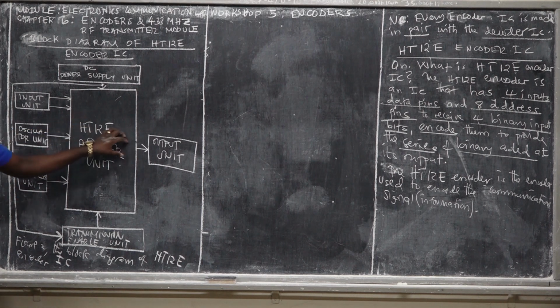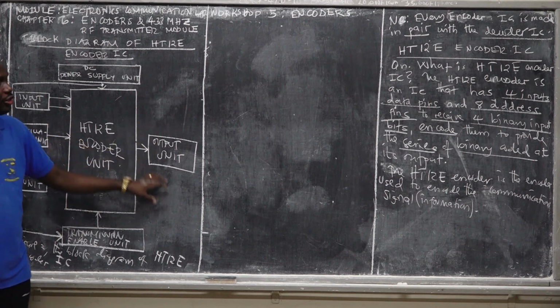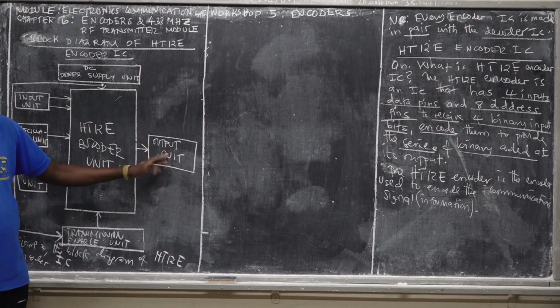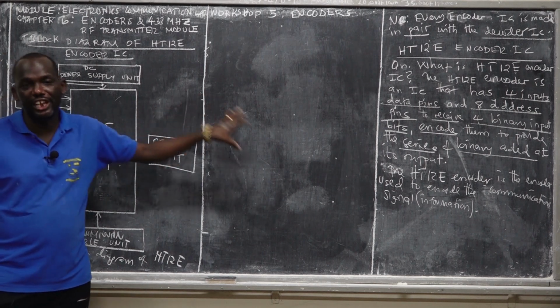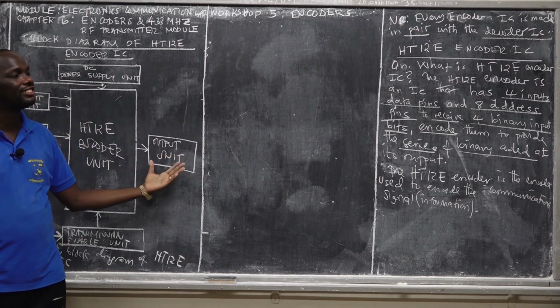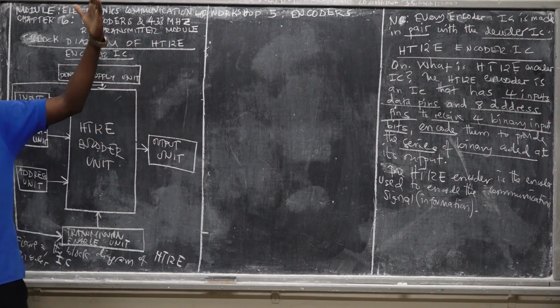So then we have an HT12E encoder unit. It will be receiving the input unit and encode them, depending on the type of the encoder. Then you have the output unit. Then we'll take the encoded bits, or the encoded binary information, and transmit it to the next digital system, or in most cases, towards the RF transmitter.